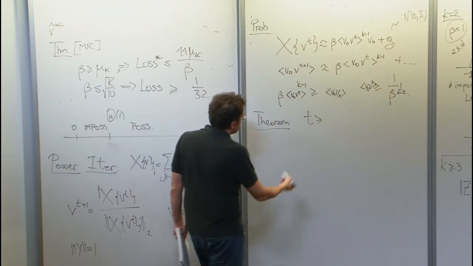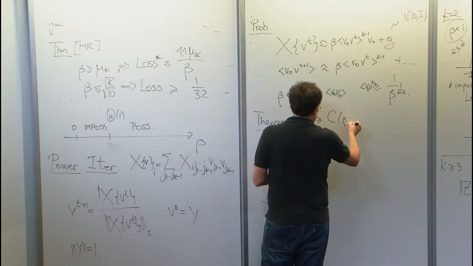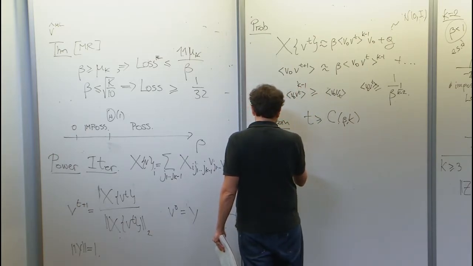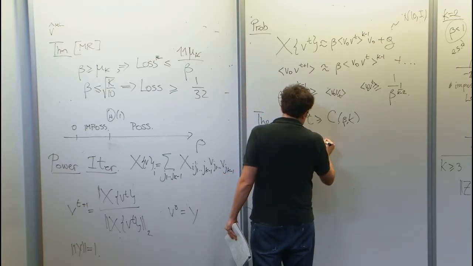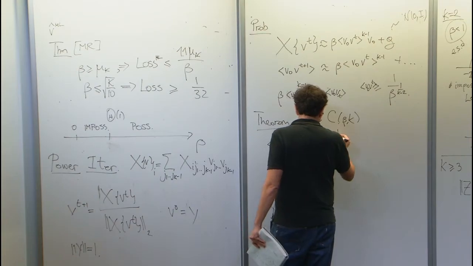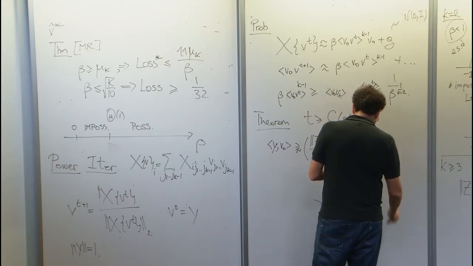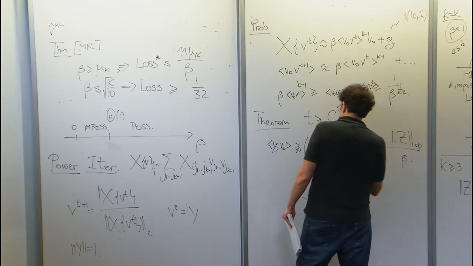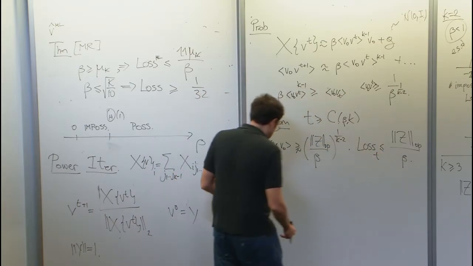So the theorem says, okay, if t is bigger than some constant depending on beta and k, and if my initialization y has a scalar product with v0 that is, I'll omit constants here, bigger than the operator norm of Z divided by beta to the power 1 over k minus 2, then the loss after t iterations is less than Z. So you need a pretty good initialization.